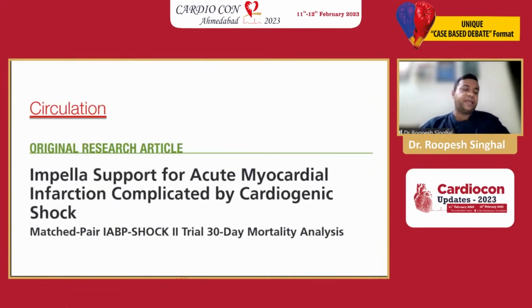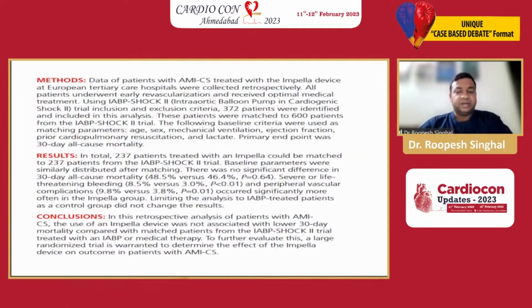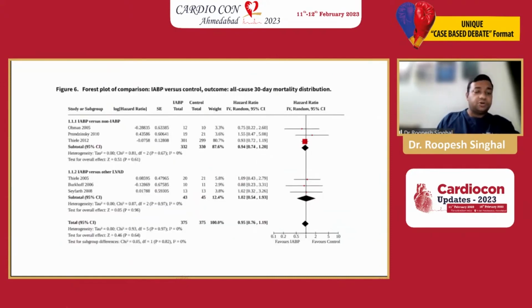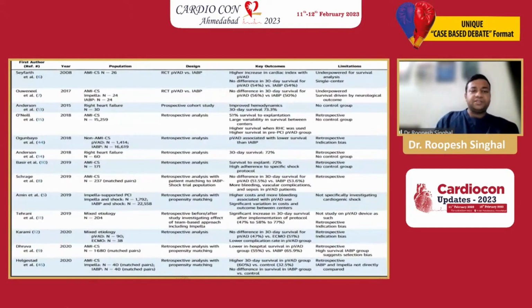So somebody compared Impella support in IABP shock to matched patients, and they found, again, no mortality benefit and higher vascular and bleeding complications. This is a meta-analysis for IABP use, IABP versus non-IABP, and IABP versus other LVADs, predominantly Impella. The forest plot shows effectively there is no statistical difference. A lot of other studies comparing IABP versus Impella are mostly retrospective in nature, as I said, because of the milieu of the disease, and unfortunately none of them very definitive.